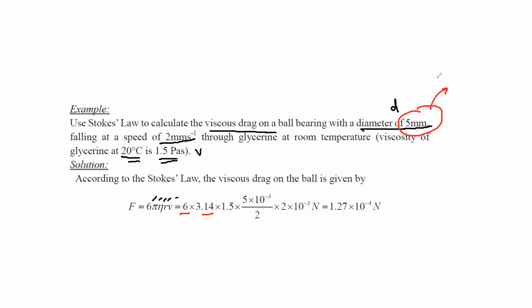We have to convert into meters first. So we multiply by 10 power minus 3, or you can divide by 1000. Then divide by 2 to get the radius, because radius is half of the diameter. Viscosity is 1.5, and the speed at which it is moving is 2 millimeter per second, so 2 into 10 power minus 3 meter per second. When we multiply them, we'll get 1.27 into 10 power minus 4. So that is the viscous drag, or the drag force.